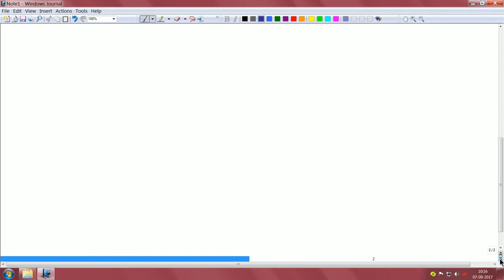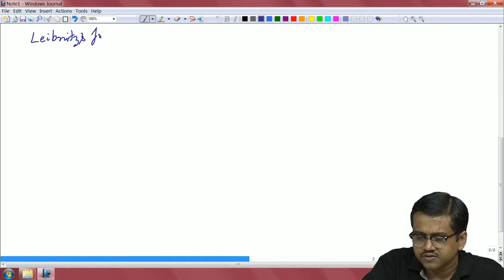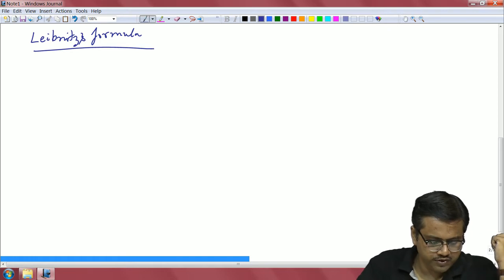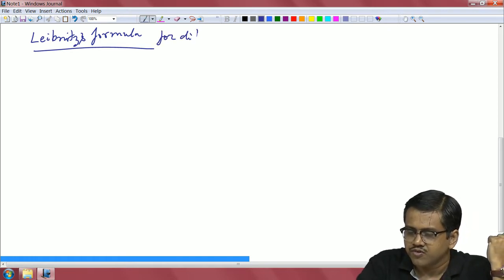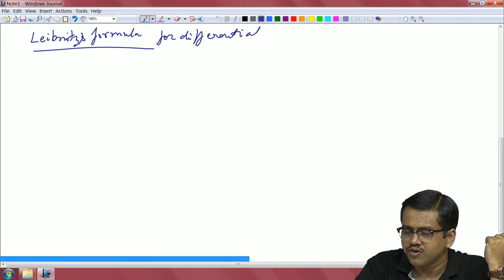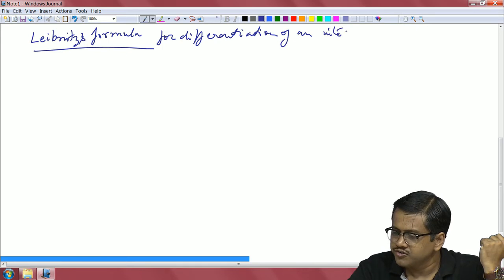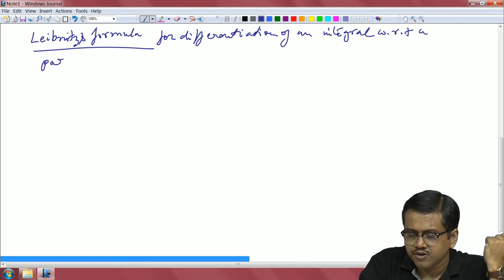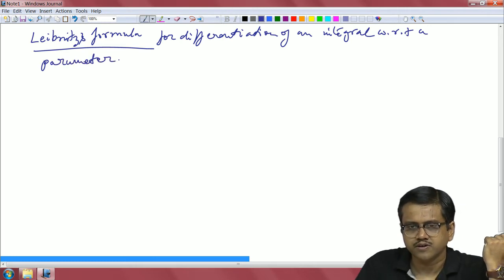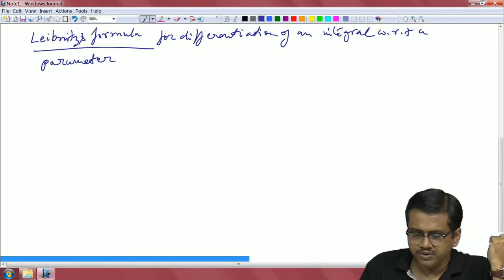Before we do this, let us put down one particular form, which is called the Leibniz formula. So, the Leibniz formula for differentiation of an integral with respect to a parameter.